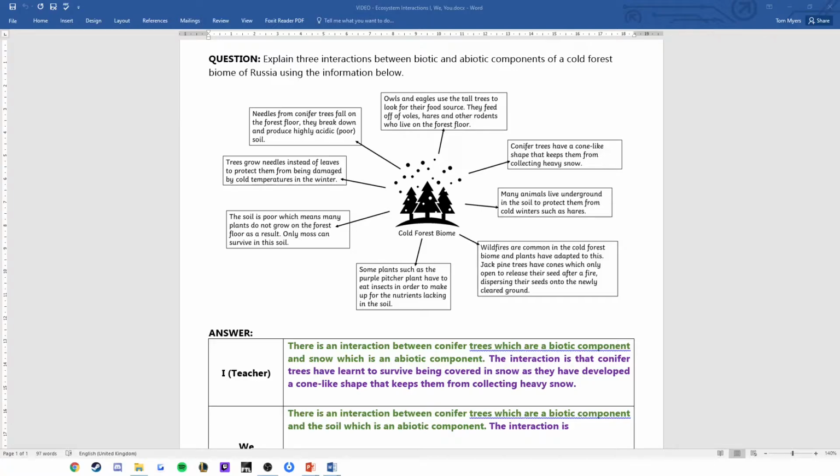Some plants, such as the purple pitcher tree, have to eat insects in order to make up for the nutrients lacking in the soil. The soil is poor, which means many plants do not grow on the forest floor as a result. Only moss can survive in this soil. Trees grow needles instead of leaves to protect them from being damaged by cold temperatures in the winter. And finally, in this biome, needles from conifer trees fall on the forest floor. They break down and produce highly acidic soil.